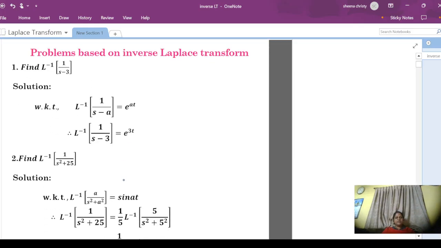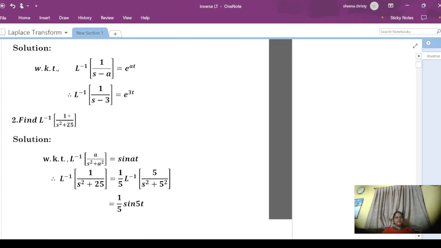Now come to the second problem. L inverse of 1 by S square plus 25. Here we are going to make use of the formula. The inverse Laplace transform of A by S square plus A square is sin at. To make use of that formula, whatever A is present in the denominator, the same A should be present in the numerator also.